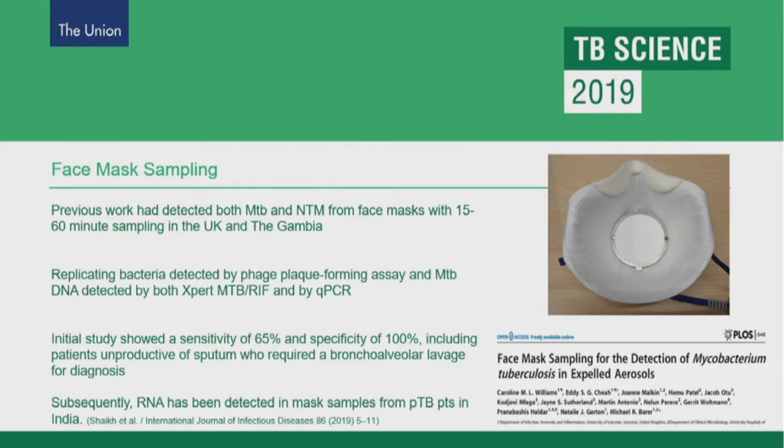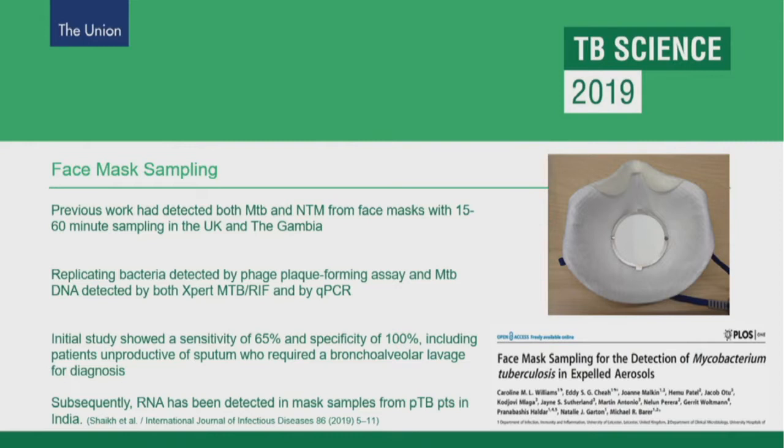We then modified the design to include a gelatin filter, as you'll see in this picture, and tested it on patients with pulmonary TB in the UK and in the Gambia. We were able to isolate and detect both non-tuberculous mycobacteria and Mycobacterium tuberculosis with a sensitivity of about 65% and a specificity of 100%.